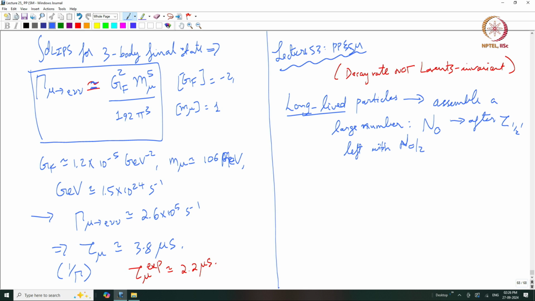So, if you want to study long lived particles, instead of waiting for one particle to decay, take a large number of particles and see if some of them decay. It just comes down to the number of particles in your sample as a function of time. By fitting this curve you can get the decay rate or the lifetime.